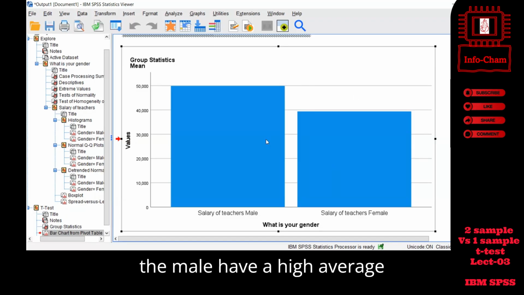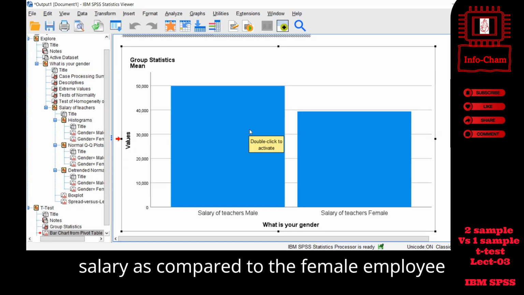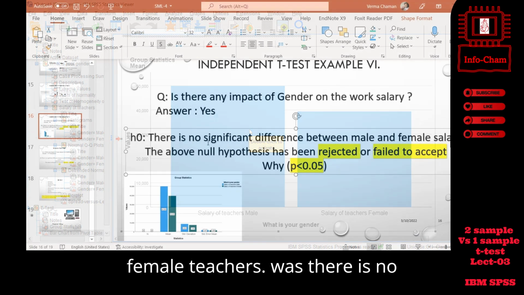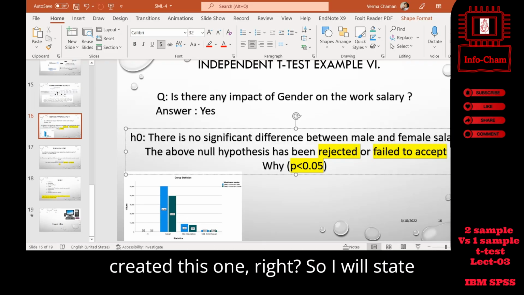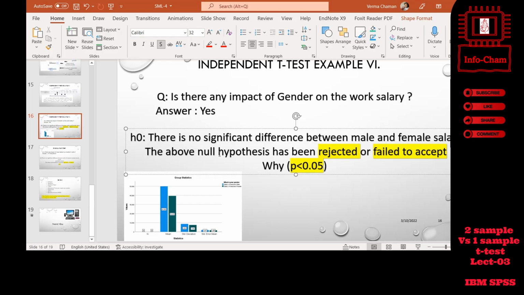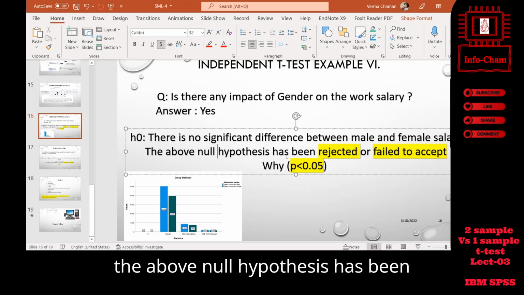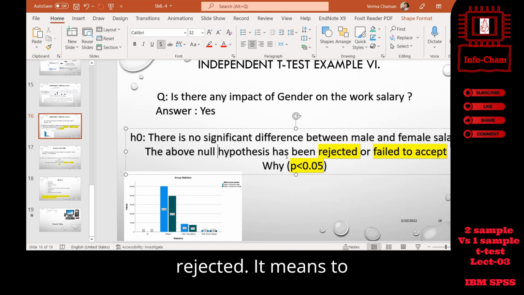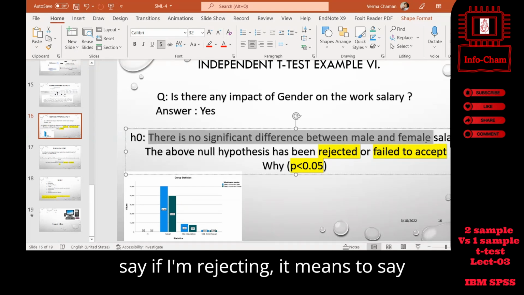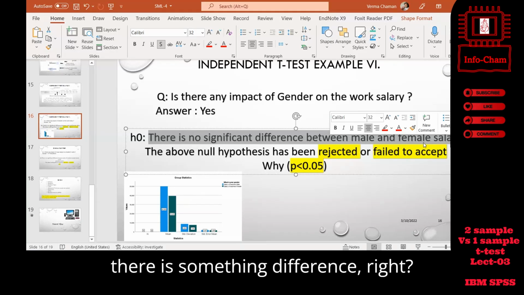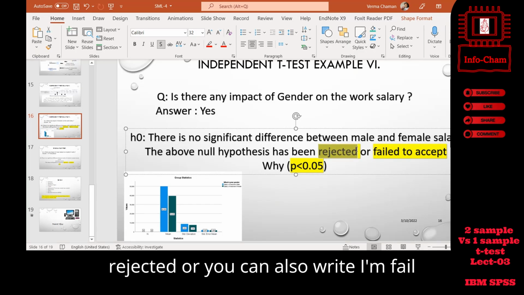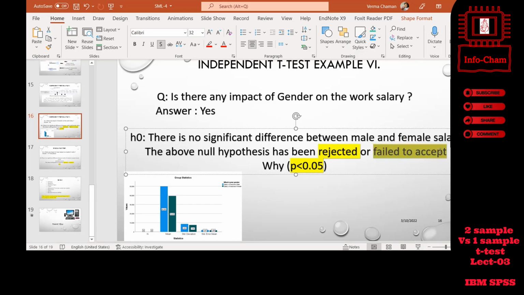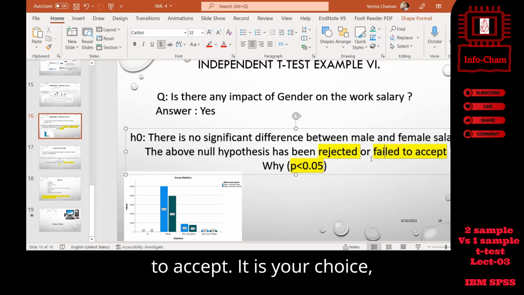Here I can see the male have a higher average salary as compared to the female employee. The null hypothesis states there is no significant difference between male and female salary. If you remember, we created this one, right? So I will state the above null hypothesis has been rejected. It means if I'm rejecting, there is some difference, right? So you can write rejected, or you can also write failed to accept. It is your choice, right?